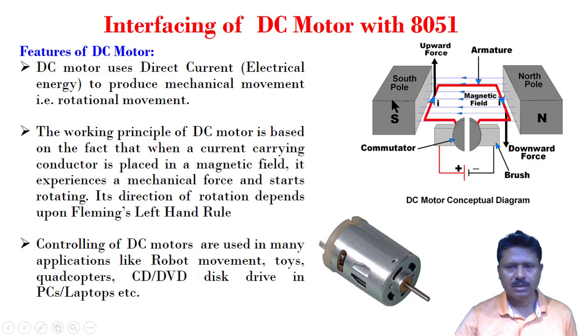In this figure, the left coil is in upward direction, the right coil is in downward direction. So the whole coil system will rotate in clockwise direction. This is the rotor part, or its technical name, it is normally called the armature. This part is rotating in clockwise direction.